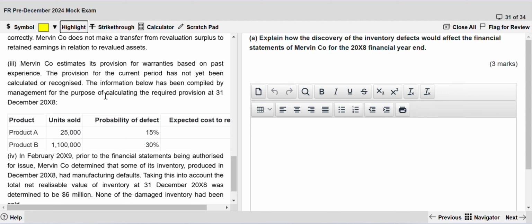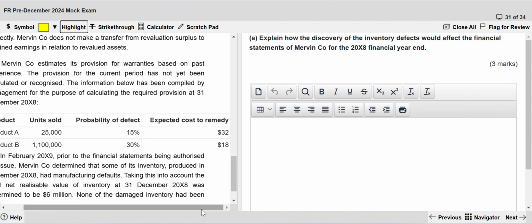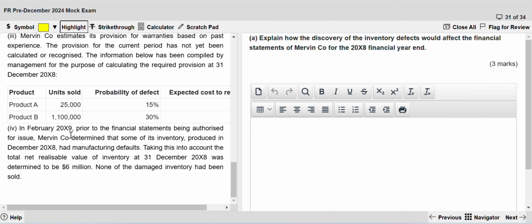Mervyn estimates its provision for warranties based on past experience. The provision for the current period has not yet been calculated or recognized. The following information has been compiled by management for the purpose of calculating the required provision at 31st December X8. Product A: units sold, probability of default, expected cost to remedy. Product B: 1.1 million, probability of default 30%, expected cost to remedy $18.